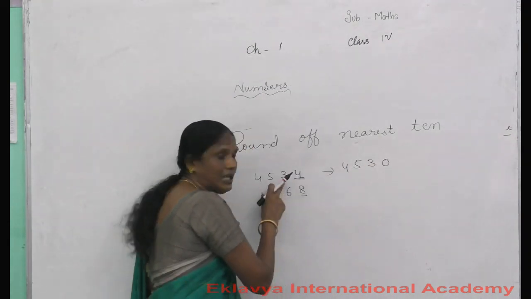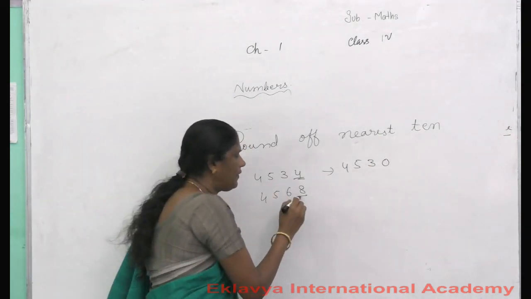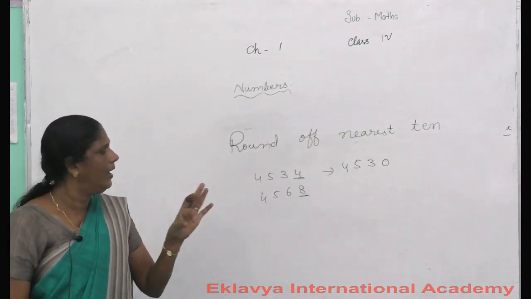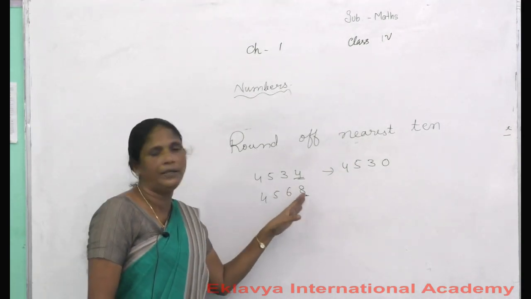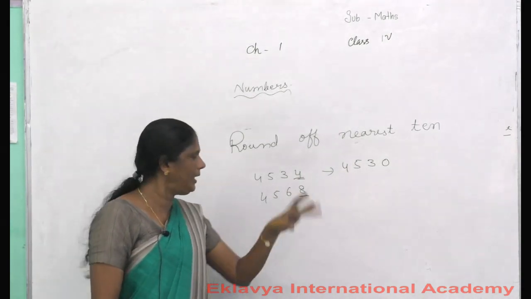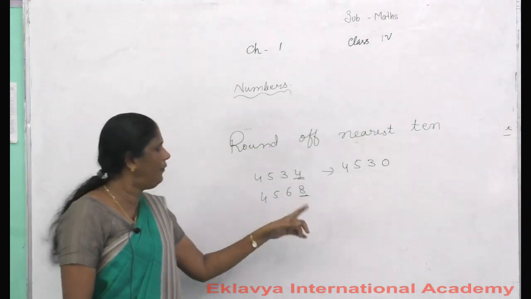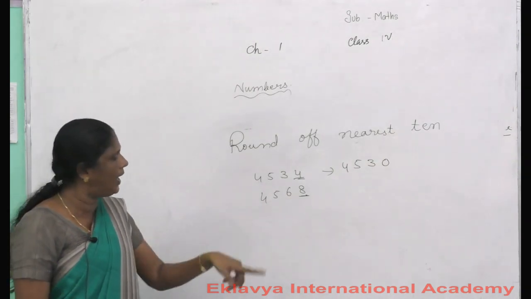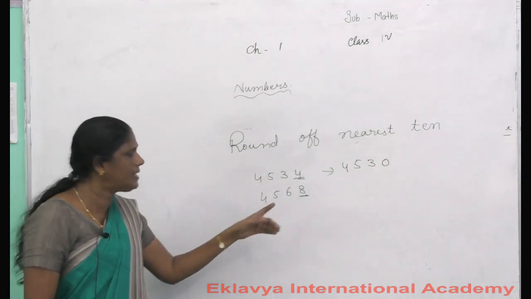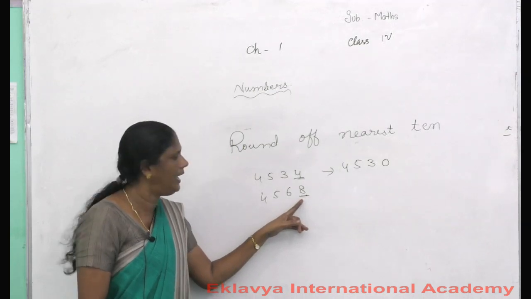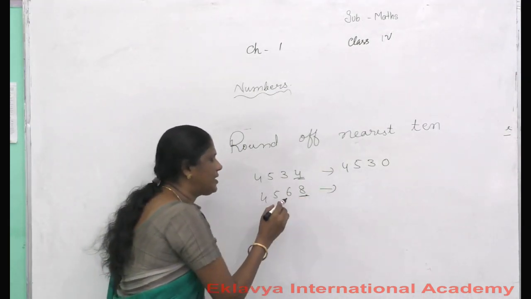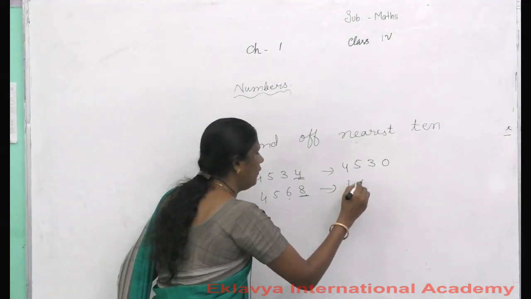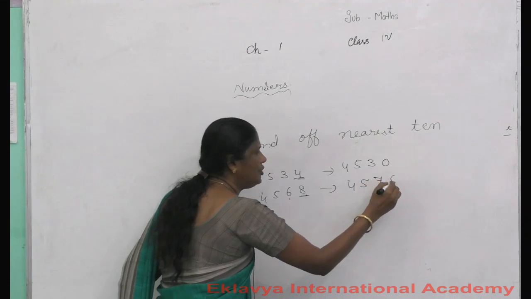There is no change in the tens place. Here which digit? If 5, 6, 7, 8, 9 come in the ones place, we add 1 in the tens place. Which digit comes in the ones place here? 8. Therefore, we change this tens place. Tens place goes to 7. Then 4, 5, 7, 0.